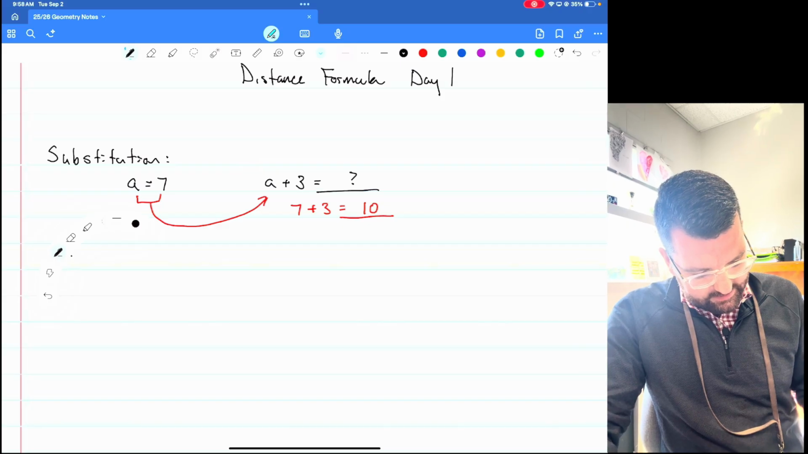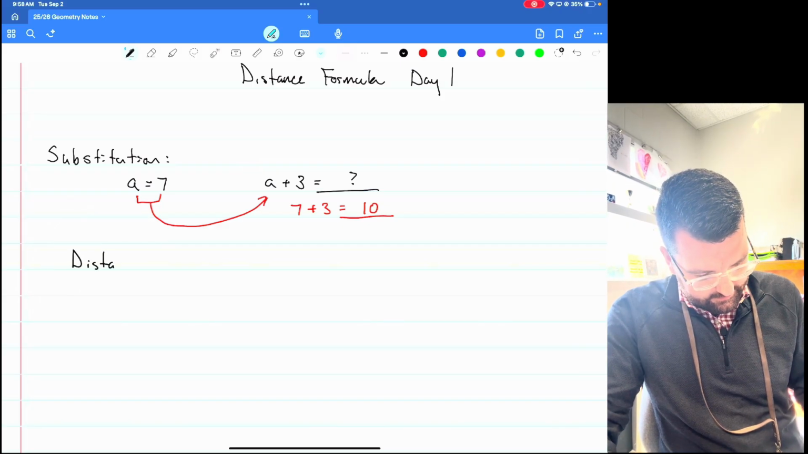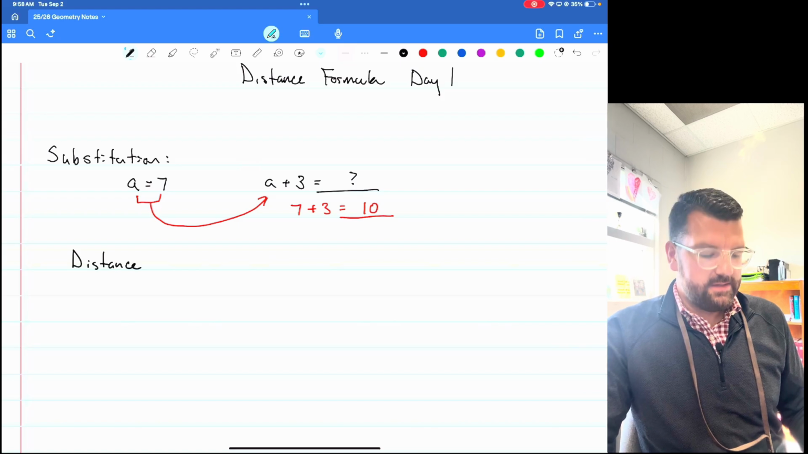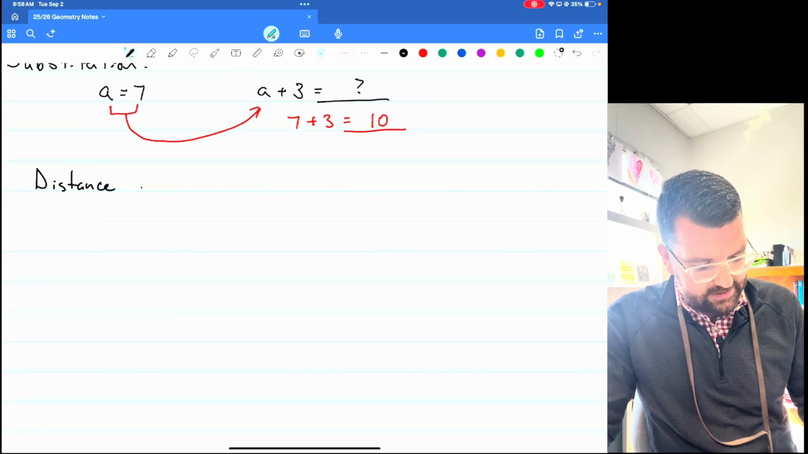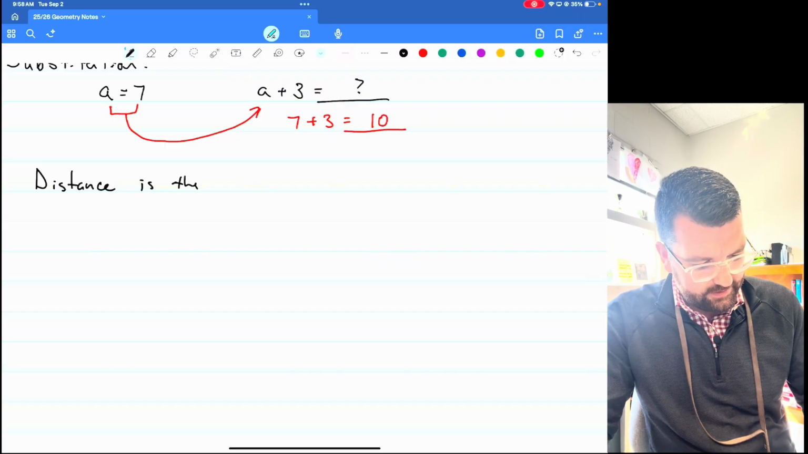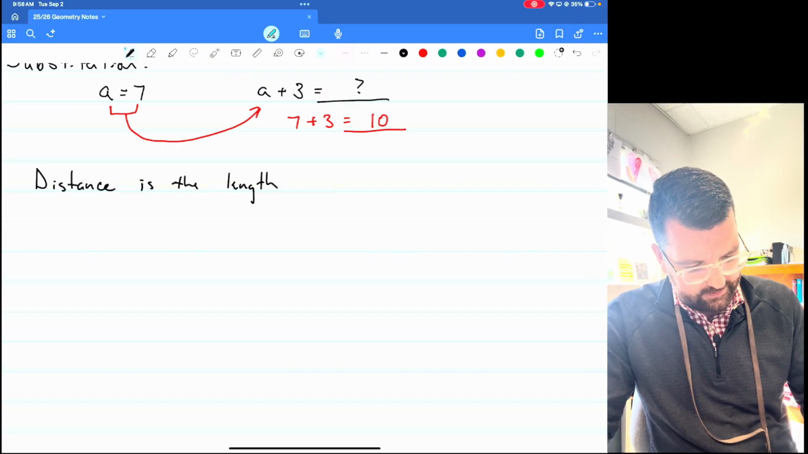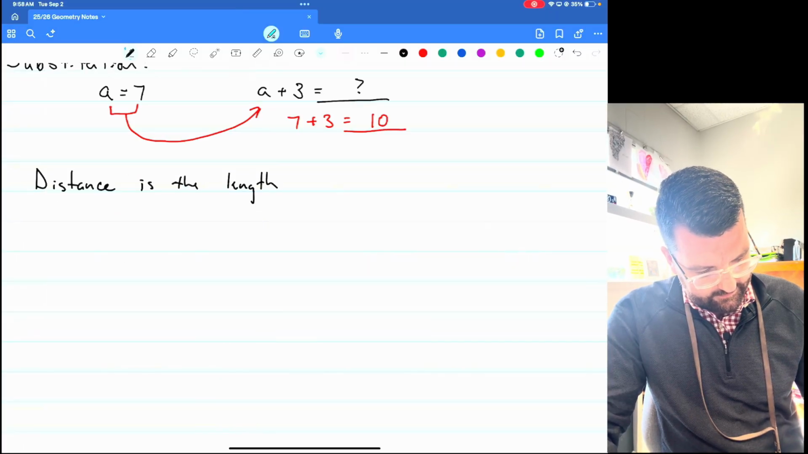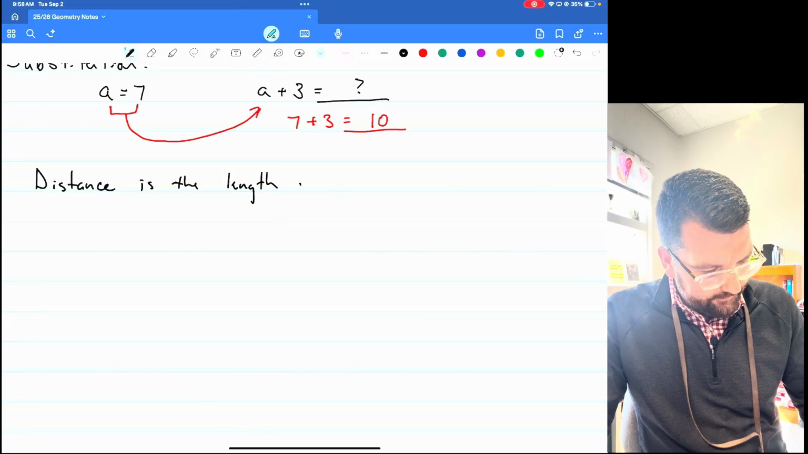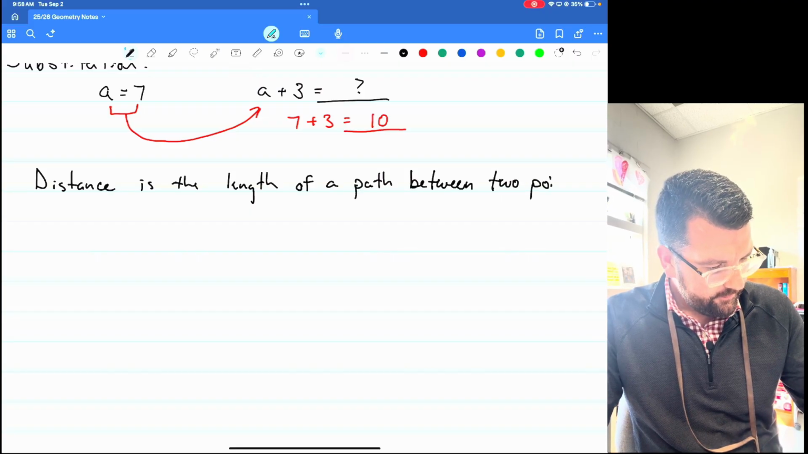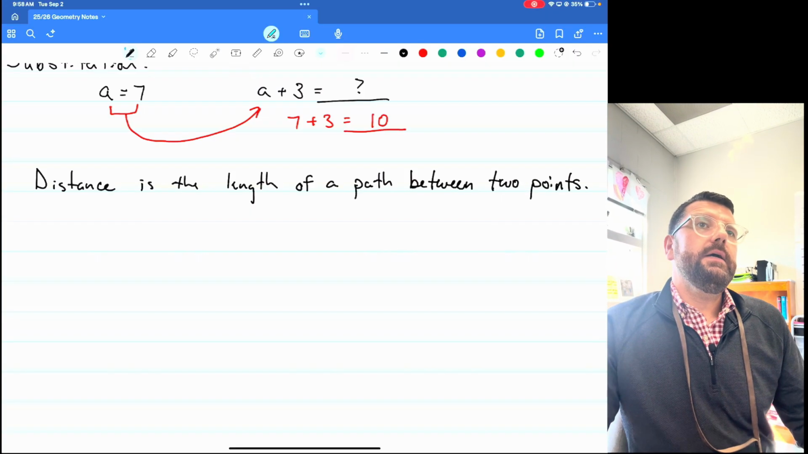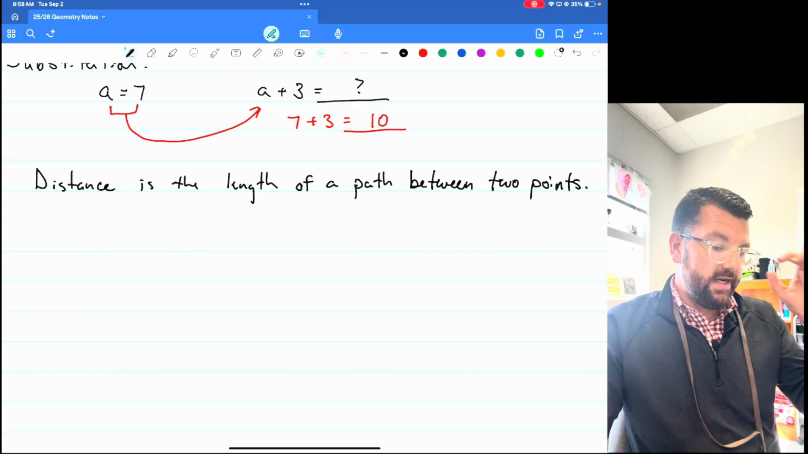Let's talk about distance. Distance. And yeah, again, my handwriting's rough. Distance is the length of a path between two points. Distance is the length of a path between 2 points.